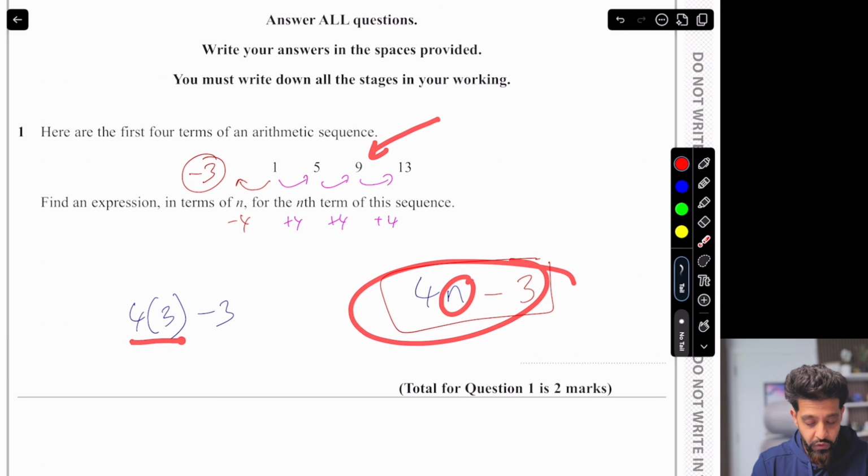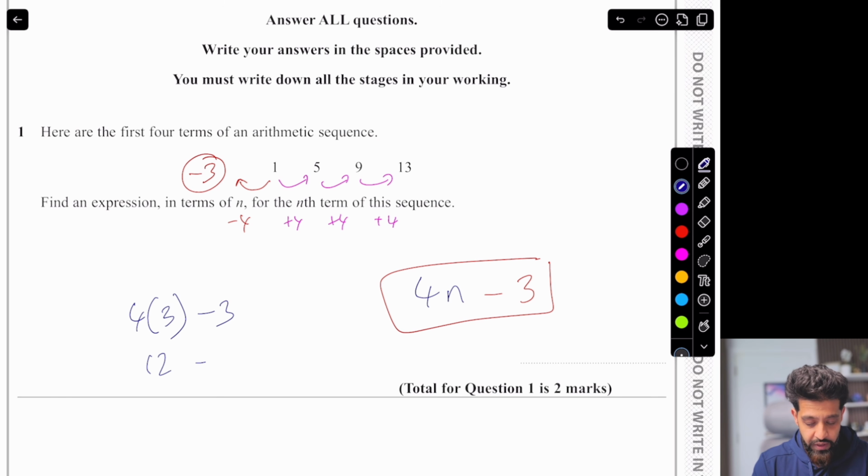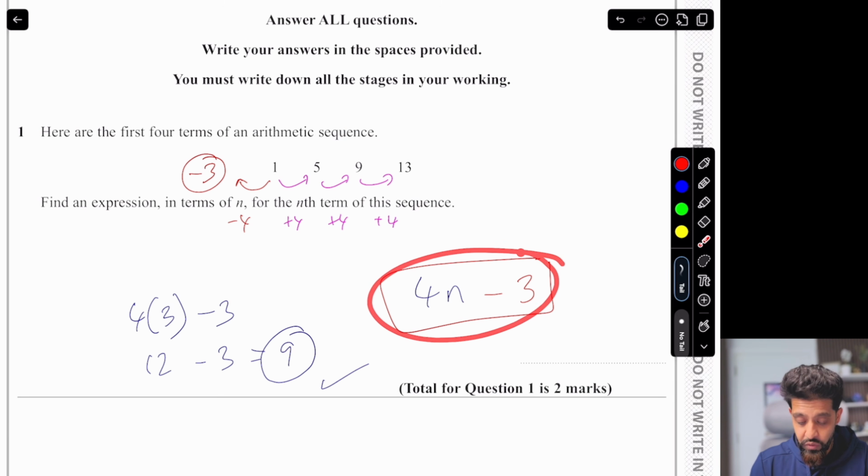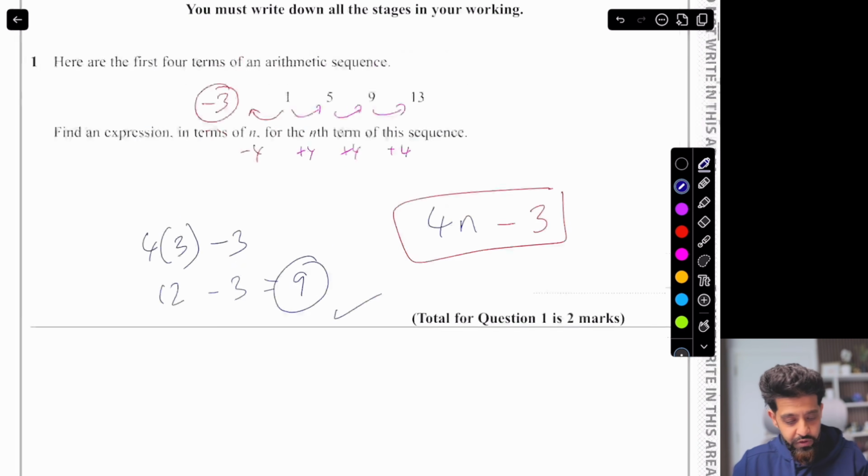So let's see. What's 4 times 3? That is 12 minus 3. It gives us 9, which means our sequence rule is correct. Let's move on to the next one.